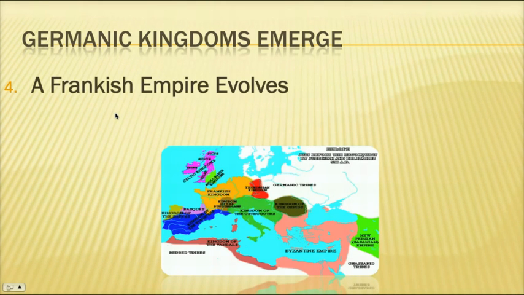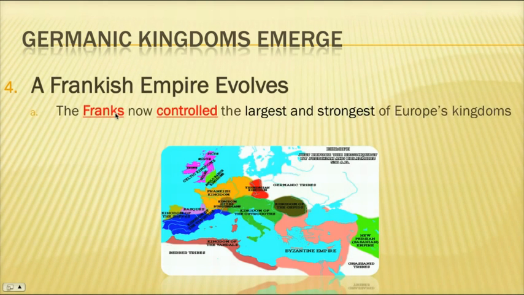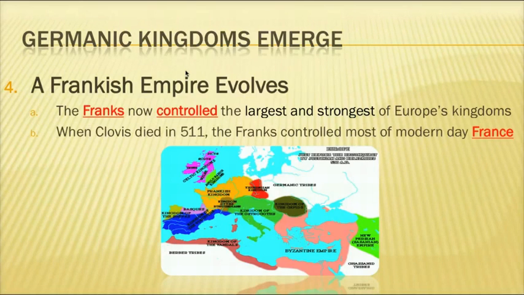All right, a Frankish empire evolves. The Franks now controlled the largest and strongest of Europe's kingdoms. And again, when I'm talking about kingdoms, these are not big. These are small pieces of what used to be Rome, run by different Germanic tribes. The Franks just happen to be the one that stands out. They had the most warriors, they had the most land, and the most territory.